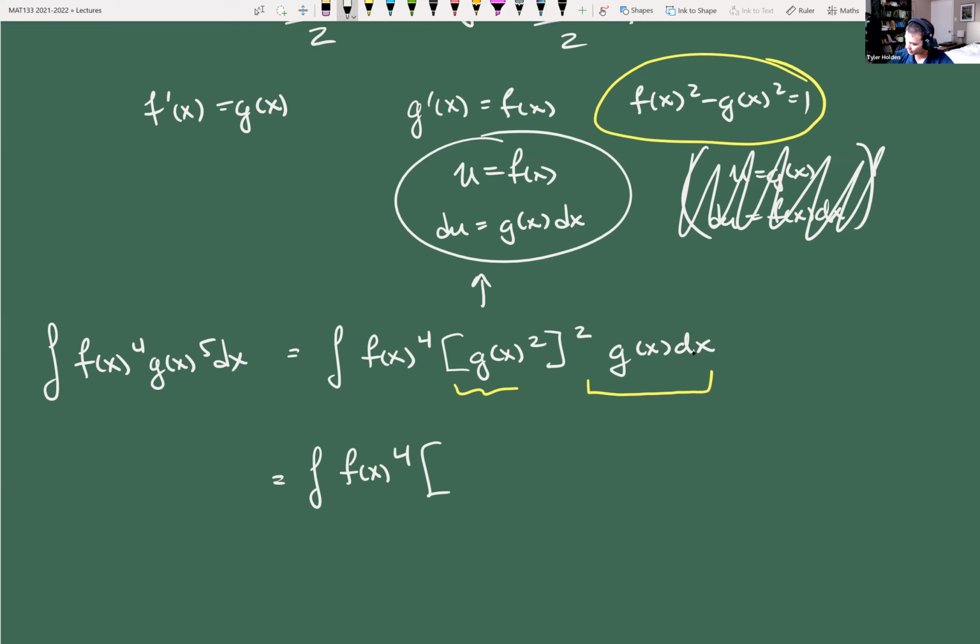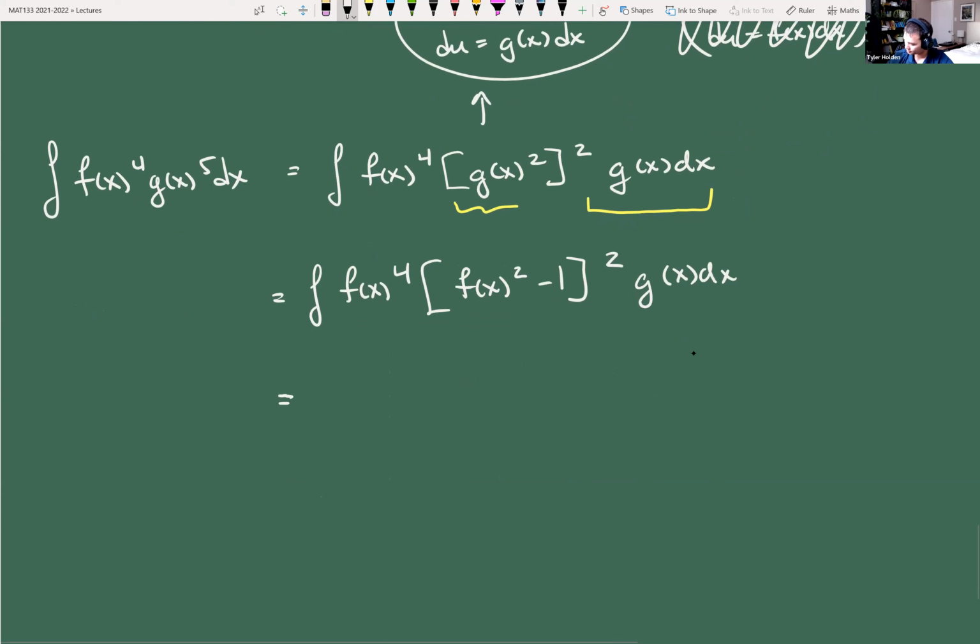So g of x is equal to what? F of x squared minus 1 squared g of x dx. And now if I apply my substitution, u to the 4, u squared minus 1 squared du. And this is a polynomial, so you can integrate it. Sure, same. So does that make sense?